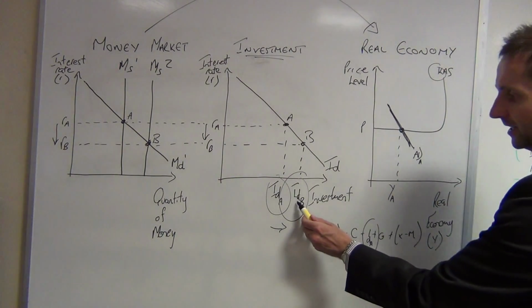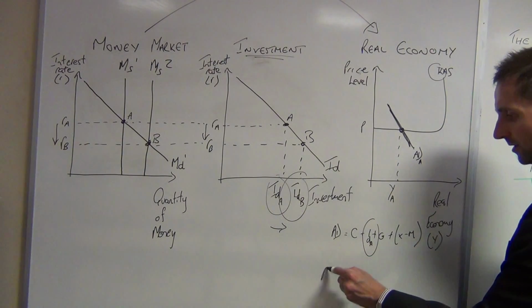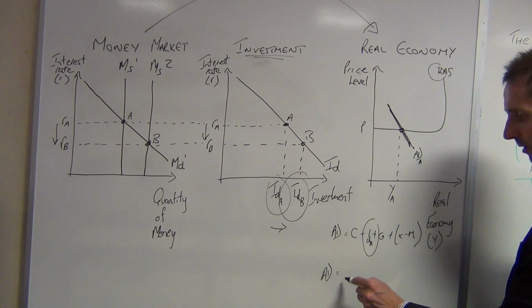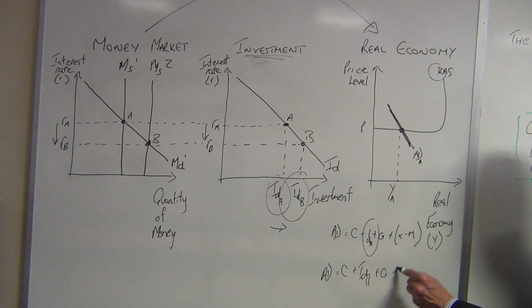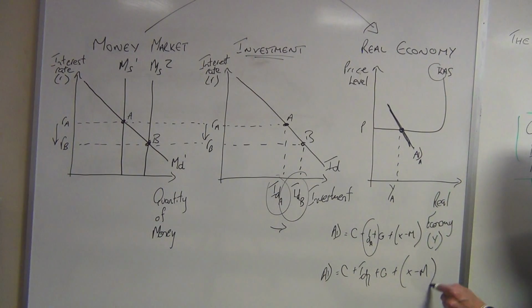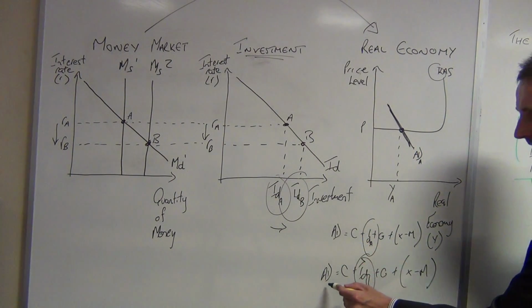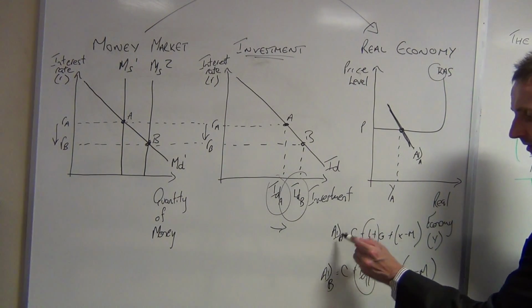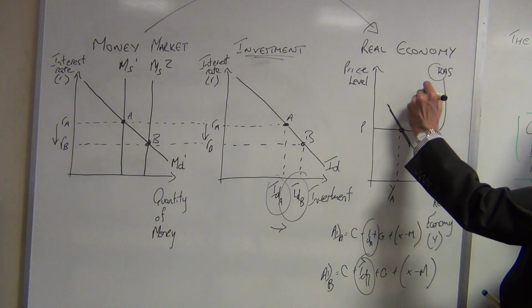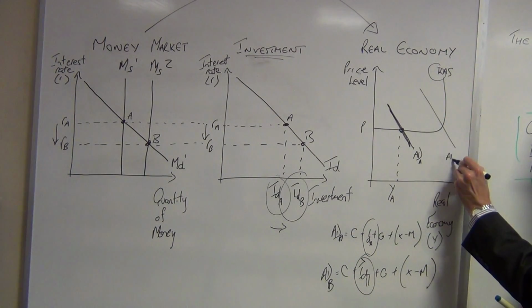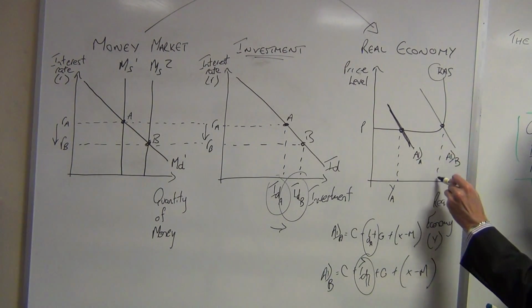Now clearly IDB is greater than IDA. And so if I were to do an AD equation again for it, C plus IDB plus G plus X minus M, well clearly because this IDB is bigger than this, then clearly ADB will be bigger than ADA. And as a consequence, I'm going to shift the AD curve to the right. ADB. YB.